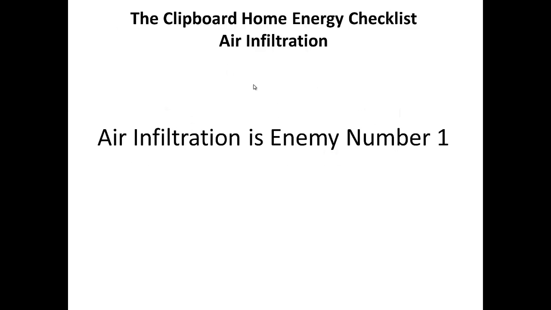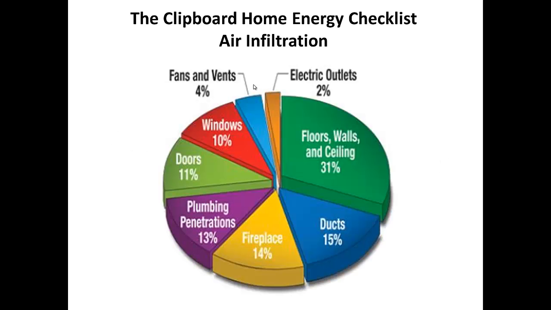So we're going to be talking about air infiltration, and air infiltration is enemy number one. Where does air infiltration occur? Looks like the big culprits are floors, walls, and ceilings. The next biggest culprit are ducts in your house, probably in the attic space, where they've been damaged over time or just poorly installed. Your fireplace, plumbing penetrations, we saw some of those. Your doors and windows, your fans and vents, and also electrical outlets.